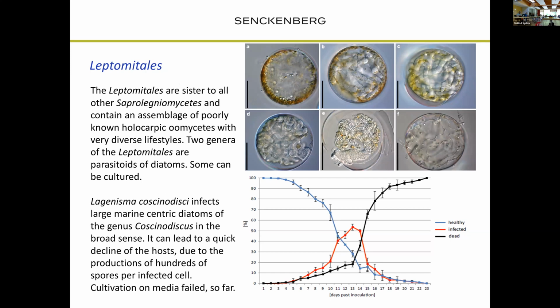Okay, then we are leaving the Saprolegniales. We are going to the second group within the Saprolegniomycetes, which is the Leptomitales. The Leptomitales have previously also been called the early diverging Saprolegniomycetes. They are a group that is very diverse and very ill-characterized, so we don't really know much about those. But they contain one of the most important oomycete parasites of marine algae, which is Lagenisma coscinodisci. This is parasitic to the large centric diatom Coscinodiscus, and it can form hundreds to thousands of spores from one diatom, which means it leads to quick decline also if you have them in culture.